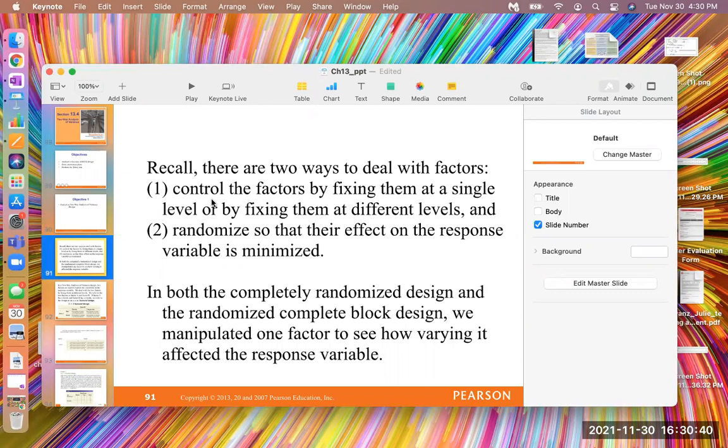Sometimes in experiments, we control the factors by fixing them at a single level or at different levels, like giving you either 5 milligrams of the drug, 10 milligrams of the drug, or a placebo, right? We fix them at different levels, or we randomize so that their effect on the response variable is minimized. In previous sections on one-way ANOVA, we were only interested in one factor, maybe how this pill is affecting your weight gain. Now we're going to look at two different things that might affect your weight gain.